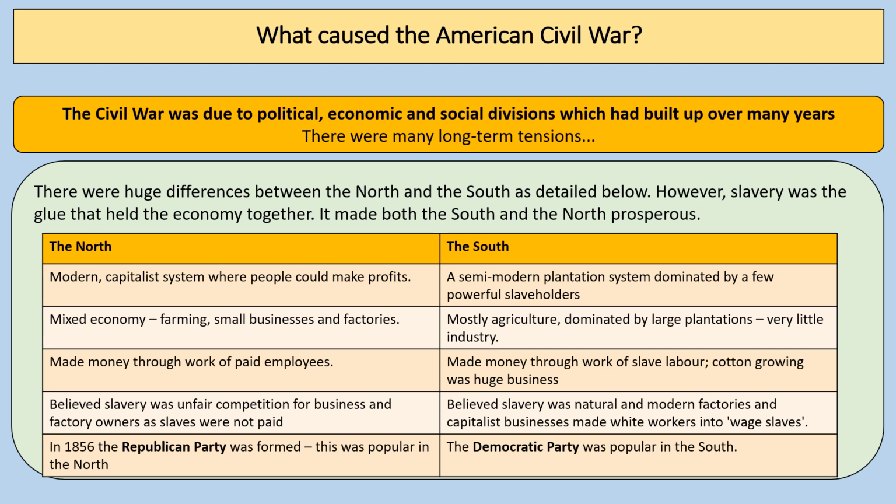In 1856, the Republican Party was formed, and that was very popular in the North, and subsequently Abraham Lincoln's Republican Party won the presidential election of 1860. In terms of the South, there was a semi-modern plantation system dominated by a few powerful slaveholders. It was mostly agricultural, dominated by large plantations. There was very little industry. They made money through the work of slave labour and cotton growing, which was huge business. They believed that slavery was natural, and that modern factories and capitalist businesses made white workers into what they called wage slaves. The Democratic Party was popular in the South and was pro-slavery.